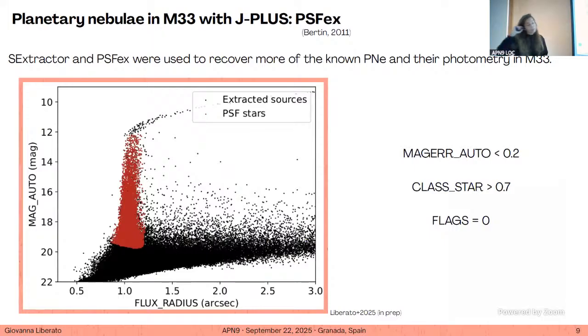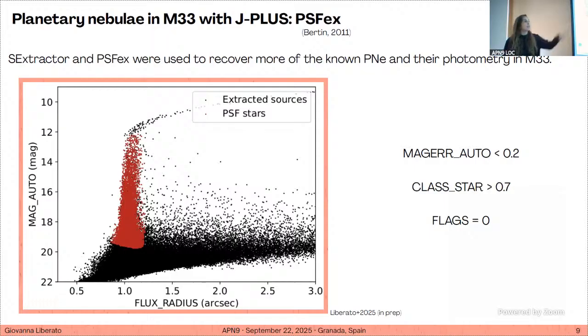Okay, so some aperture magnitudes have large errors, so we decided to use PSFEx. That's also software that can be used to build a PSF model, and then we run SExtractor with it to obtain the PSF photometry. Here we have this parameter space with MAG_AUTO and flux radius, and we select stars to build the PSF model from this region here in red, avoiding saturated sources, extended objects, and possible cosmic rays.